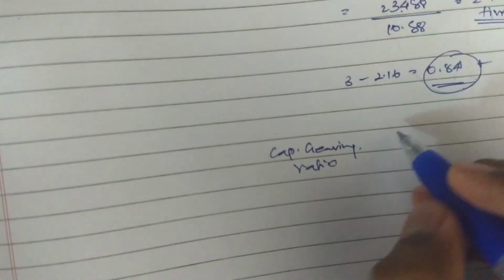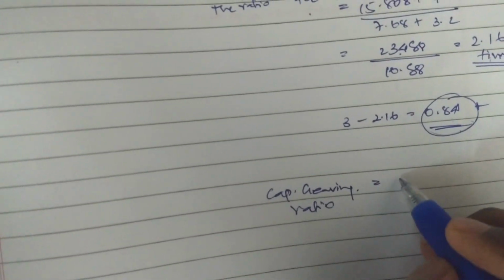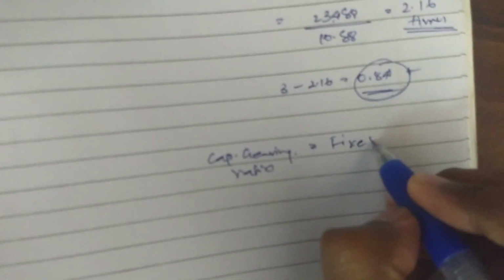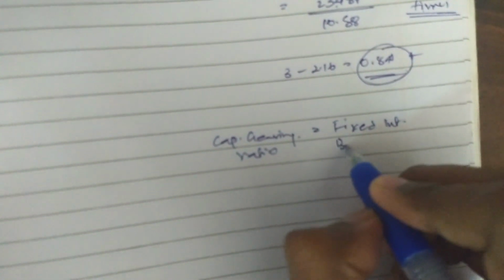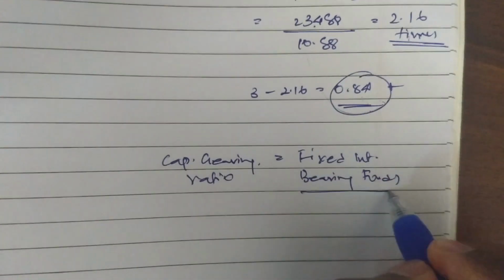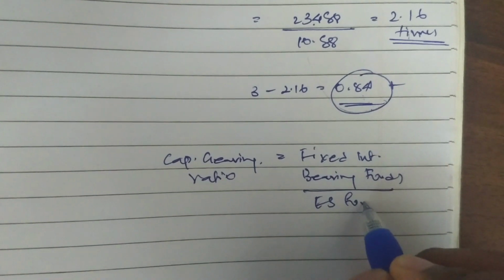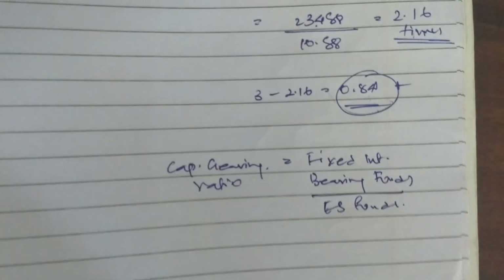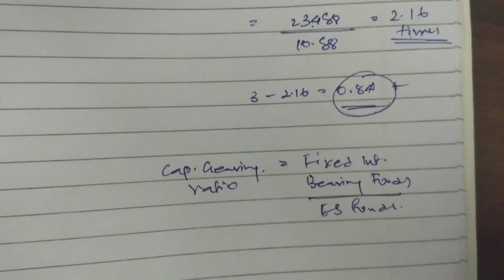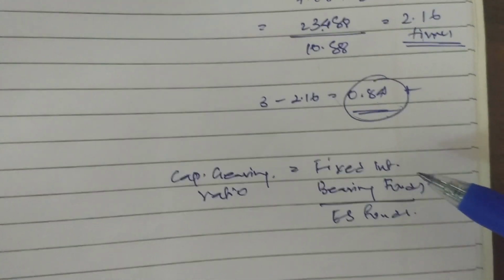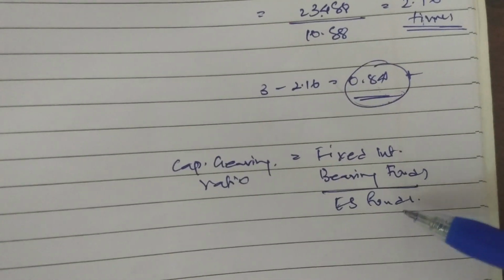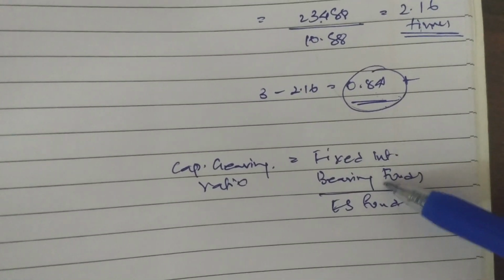Capital gearing ratio, the formula to it is fixed interest bearing funds divided by equity share funds. Now what does this mean? This ratio means, to what extent of the equity share funds are the fixed interest bearing funds?